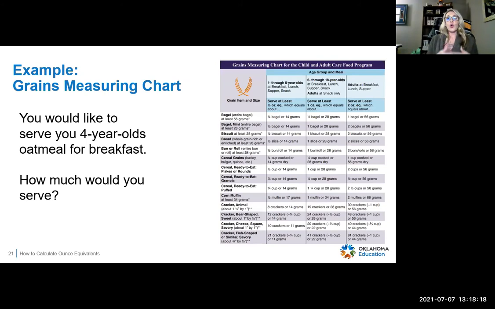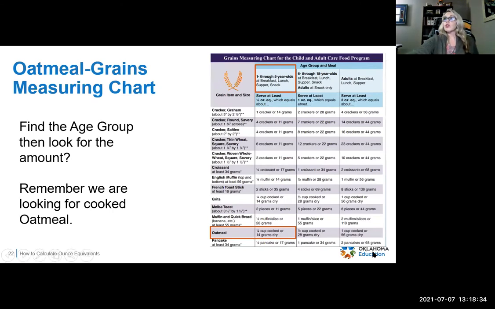So say we have a 4-year-old. This is page 2 through 4. If you have a 4-year-old and you want to serve them oatmeal for breakfast, how much oatmeal would you serve them? If you come to the charts, we're going to show you how to do it. It's easy peasy. If you can see right here in this red box at the top, this is ages 1 through 5 years of age. Then we scroll down and we see oatmeal. Everything in these charts is in alphabetical order.